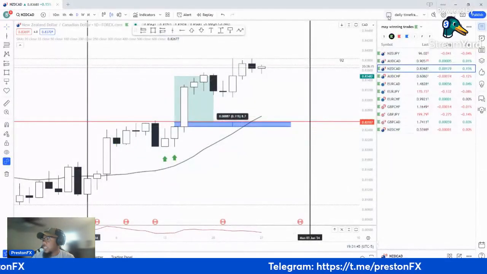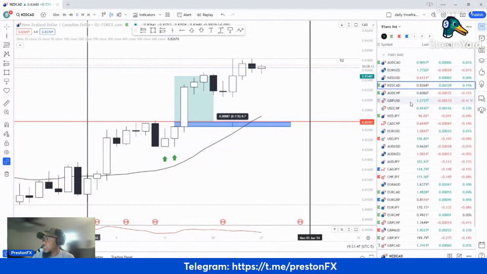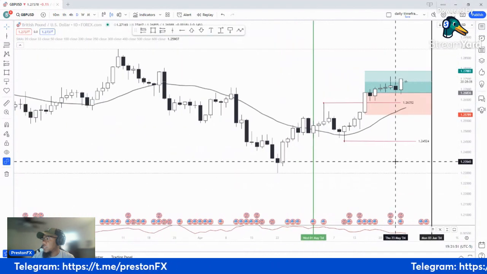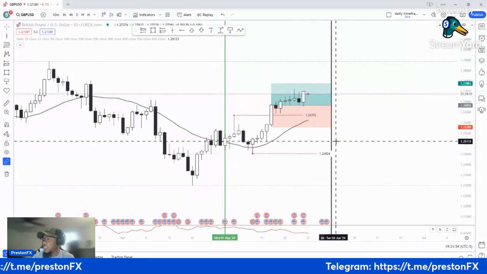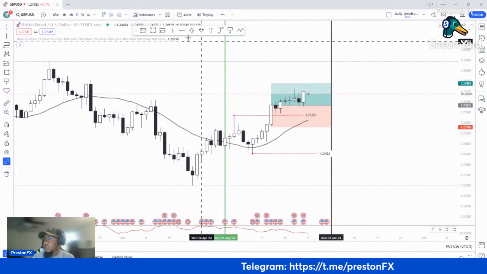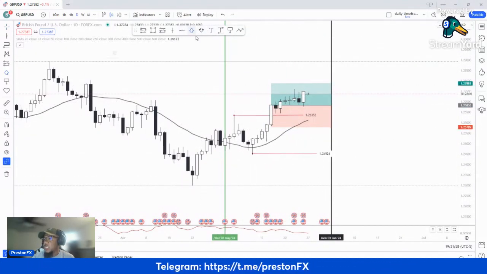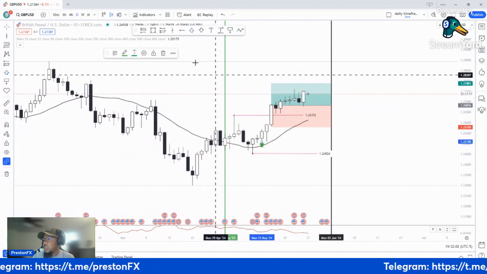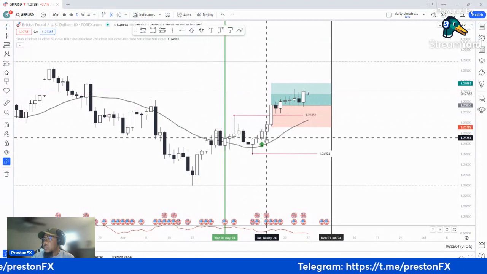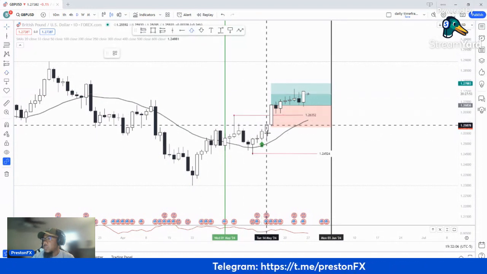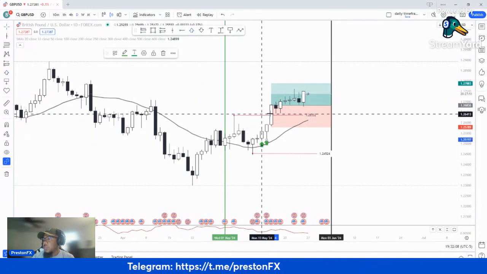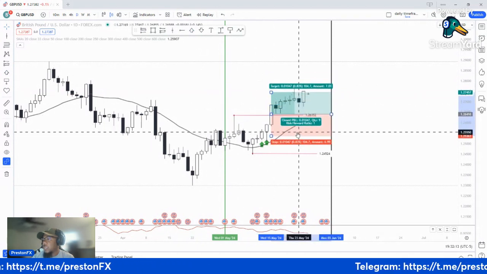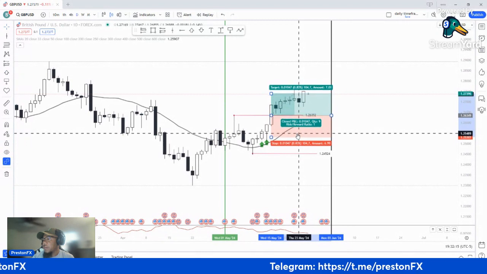Now let's just look at GBP USD real quick. I'm not in this one, but this was a good setup. I missed this setup because you've got your candle lows right here, but this was the high of the month, so you wouldn't have got into the trade until right here, a buy stop right here.